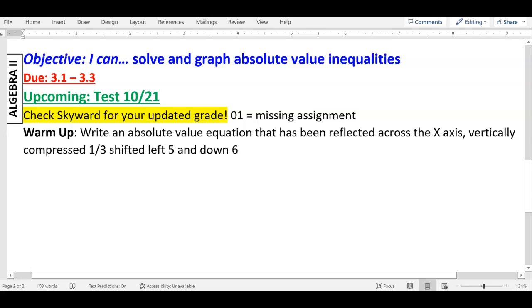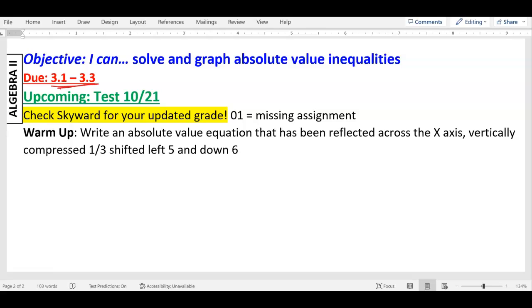So you're gonna have a test on Friday if all goes to plan. Otherwise, we'll see. But today we're talking about absolute value inequalities. You want to make sure you've turned in 3.1 through 3.3. 3.1 and 3.2 are in the grade book. You can see it on your little grade sheet, as well as the quiz. If you need to retake the quiz, I'll give that to you after these notes to fix. You can always check Skyward, right?